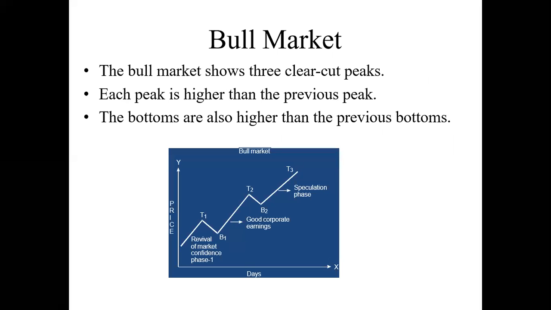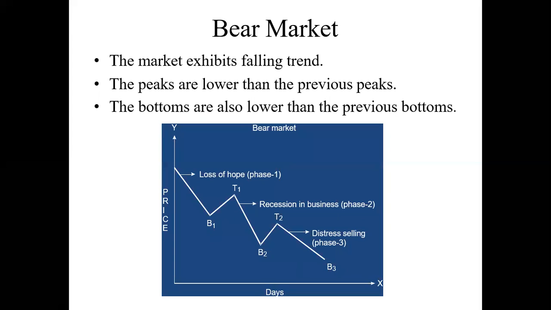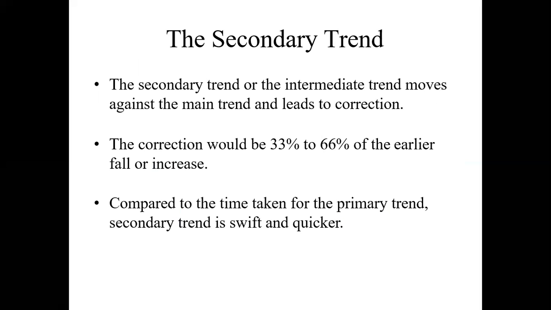Bullish trend always shows the market going on the upper side. The bull market shows three clear-cut peaks. Each peak is higher than the previous peak, and the bottoms are also higher than the previous bottoms. That market is going to gear up. If you look at the bear market, the market exhibits a falling trend, and the peaks are lower than the previous peaks. The bottoms are also lower than the previous bottoms. Now looking into the secondary trend, the secondary or intermediate trend moves against the main trend and leads to correction.